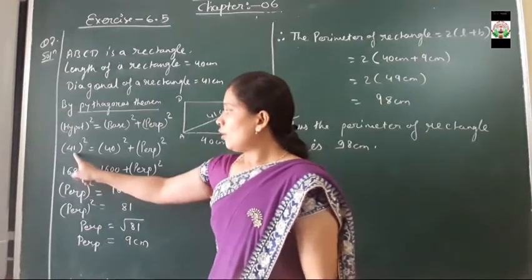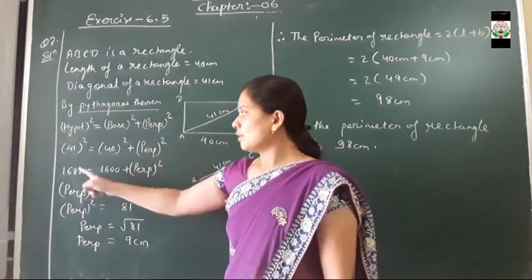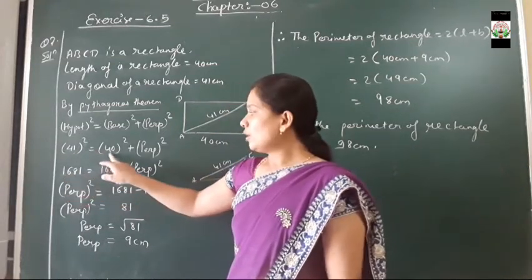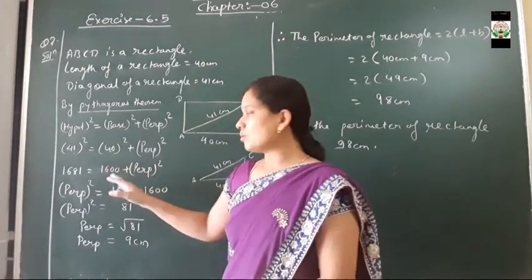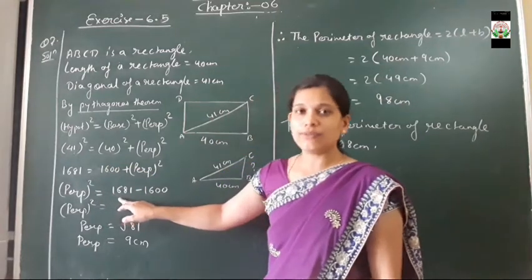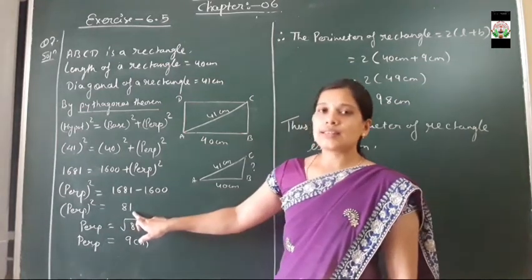So 41 squared is equal to 40 squared plus perpendicular squared. So 41 squared will be 1681. 40 squared will be 1600. Transposing, perpendicular squared is equal to 1681 subtracted by 1600. You will get the required answer as 81.